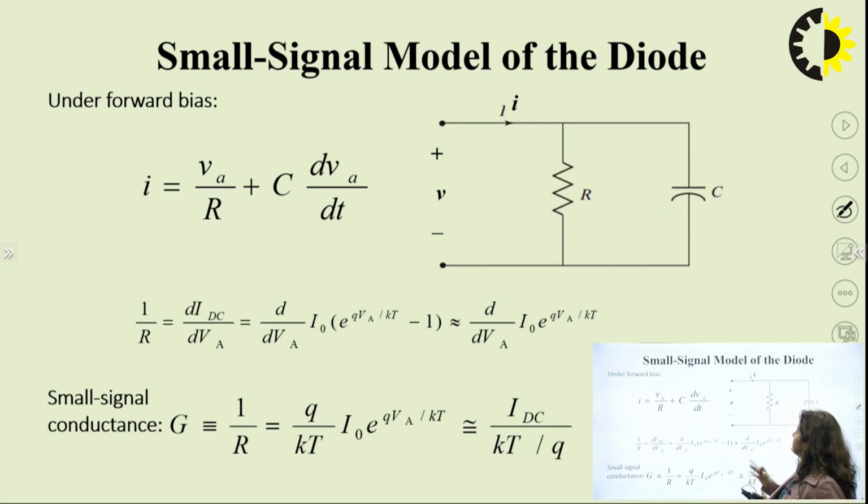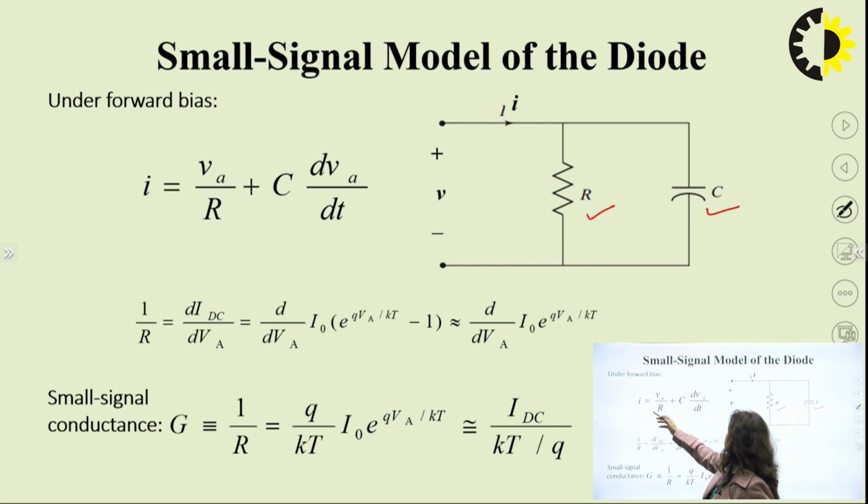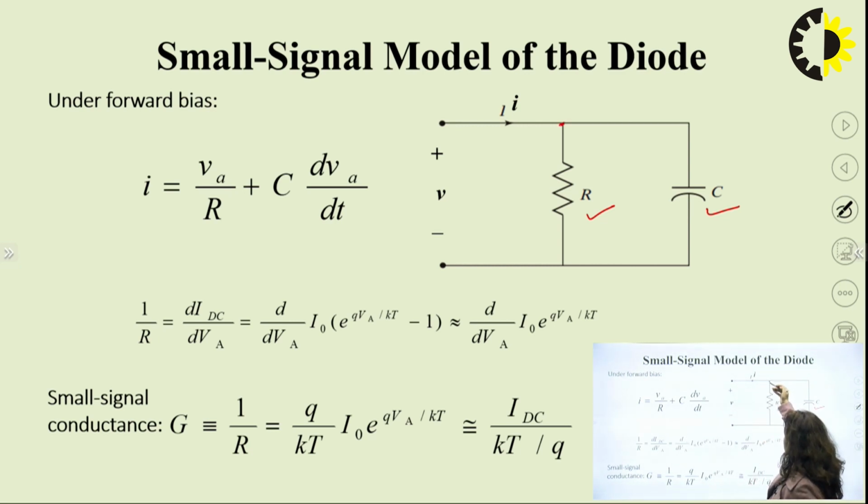Next, we have a small signal model of the diode. How do we represent a circuit in forward bias? Here we are taking one capacitance in parallel with one resistance, and there is a voltage source, and current will flow across this circuit. I is given by V by R for this loop. Then across the capacitance we have C multiplied by dVA upon dt, because the voltage here is VA again, so it is equivalent to C dVA by dt.